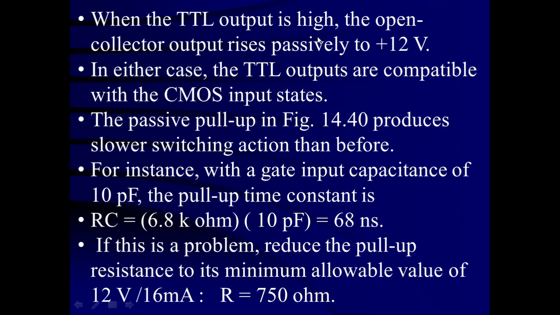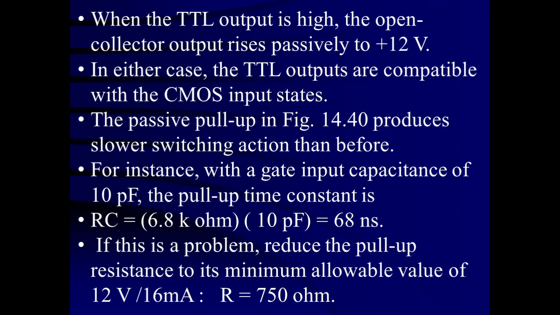When the TTL output is in the high state, the open collector output rises passively to plus 12 volt because the sinking transistor is cut off. So it is not working. And because the TTL output is floating, the output voltage is nothing but the lower end of the pull-up resistance, which will pull up to 12 volt. In either case, the TTL outputs are compatible with the CMOS input state. So this way, both can operate with a different supply voltage. The passive pull-up in figure 14.40 produces slower switching action than before.